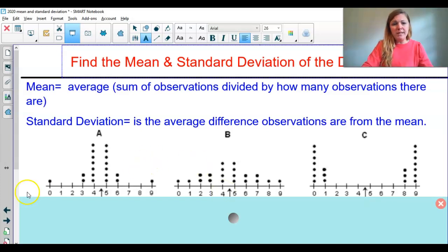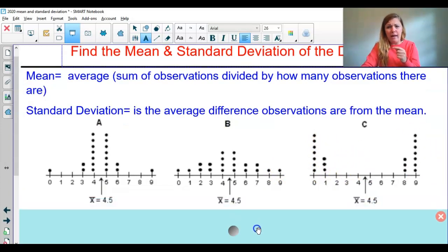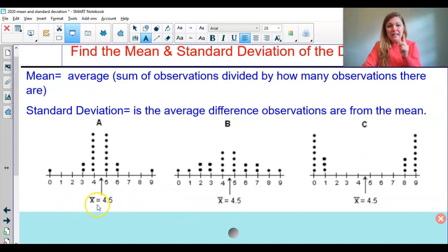What we could do is take all these observations. So I could take 0 plus 3 plus 3 plus 4 plus 4 plus 4 plus 4, keep going, and divide by how many there are. I could do it again for B and again for C. That would be finding the average. I'm not going to have you do that though. I'm just going to tell you what the average is. X bar, okay? X bar is the way that we write average.